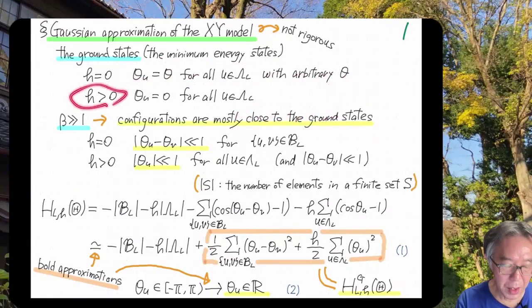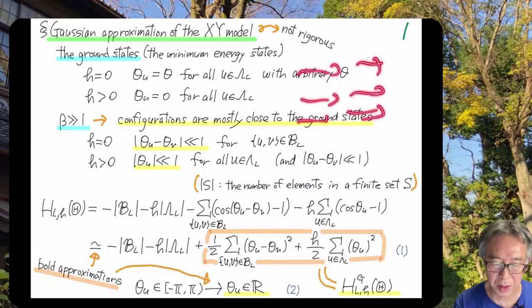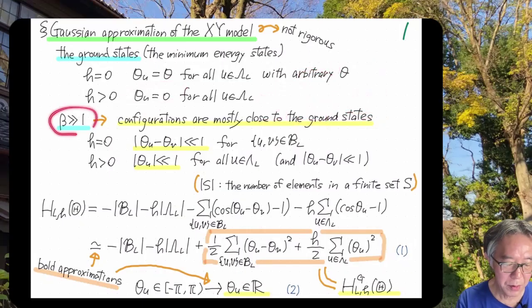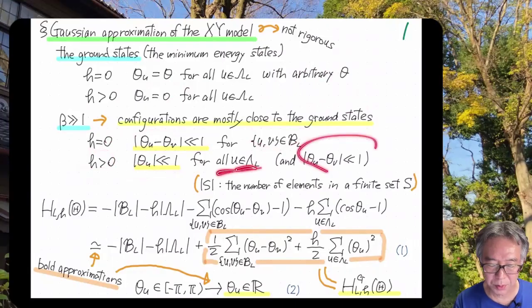When H is non-zero, strictly positive, then because of this magnetic field term, all the spins want to point in the positive x direction. This means that theta is 0 for all u. Now what happens for very, very low temperature? Then we expect to see configurations which are close to the ground states. When H equals 0, we expect that the difference between theta in the neighboring sites is very, very small. And when H is positive, then we expect that the absolute value of theta itself is very small for all u.